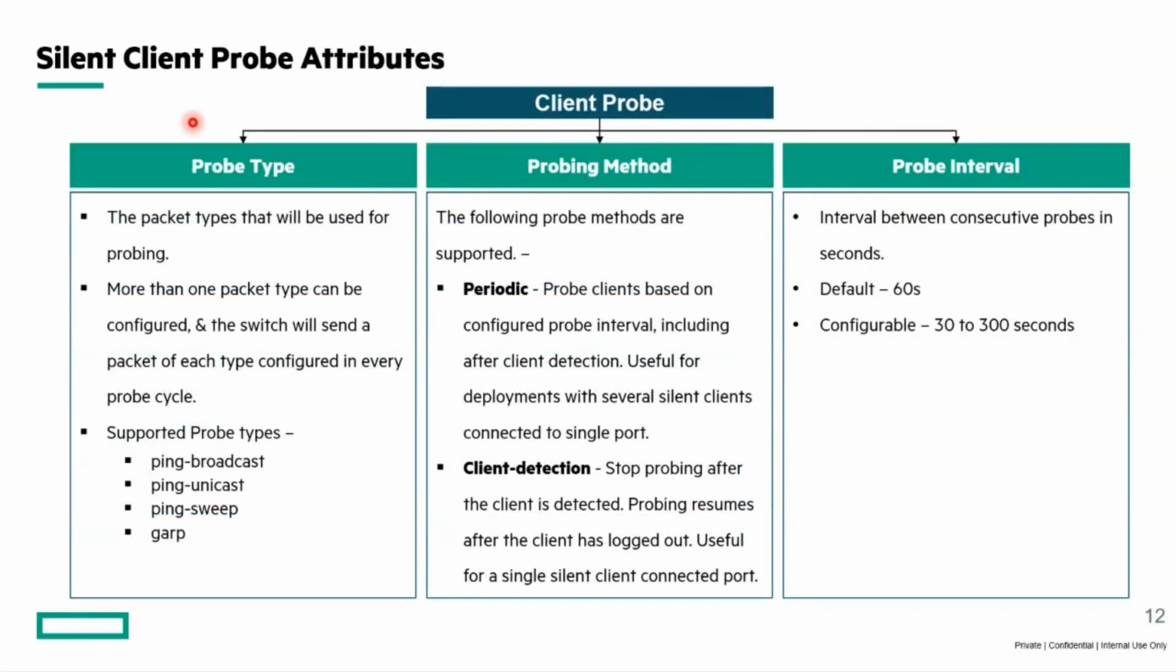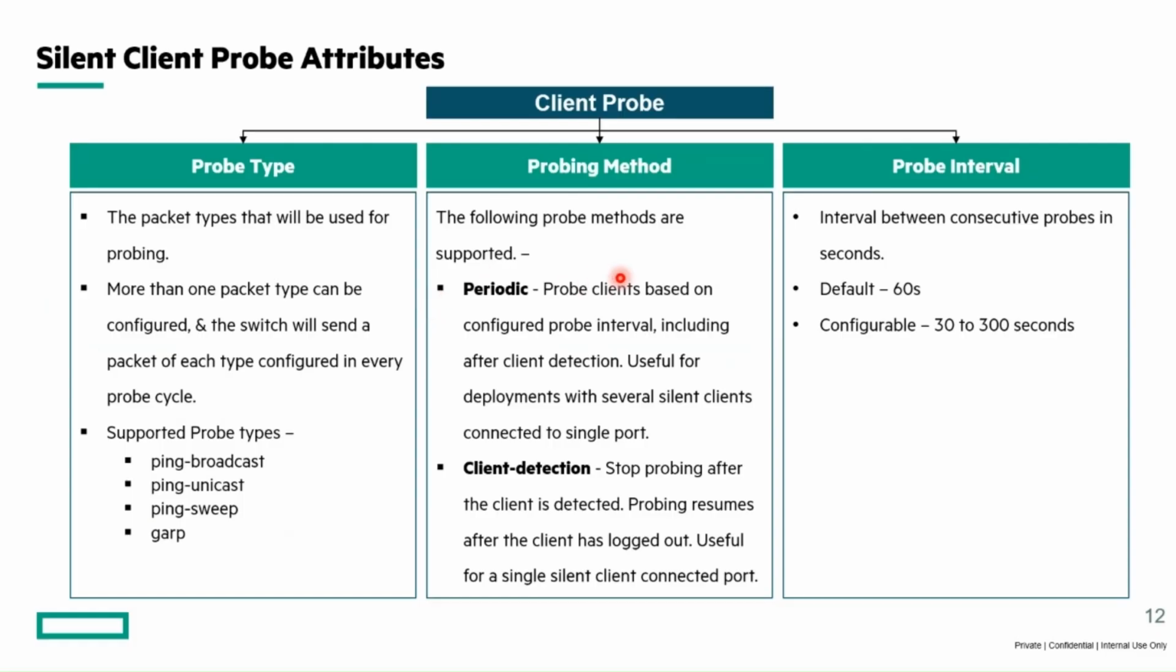Now let's see the silent client probe attributes. With respect to the client probe, we have three main attributes: probe type, probing method, and probe interval. What is probe type? It is the type of packets that will be used for probing the silent clients. We support multiple probe types like ping broadcast, ping unicast, ping sweep, and gratuitous ARP. It's not just one probe type that can be used. You can configure multiple probe types in the client probe profile.